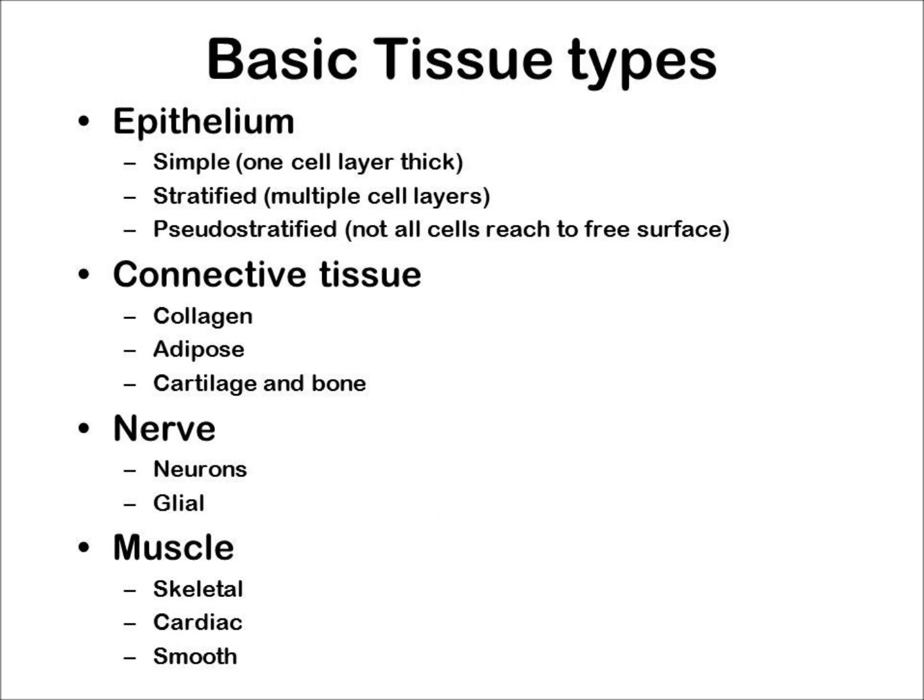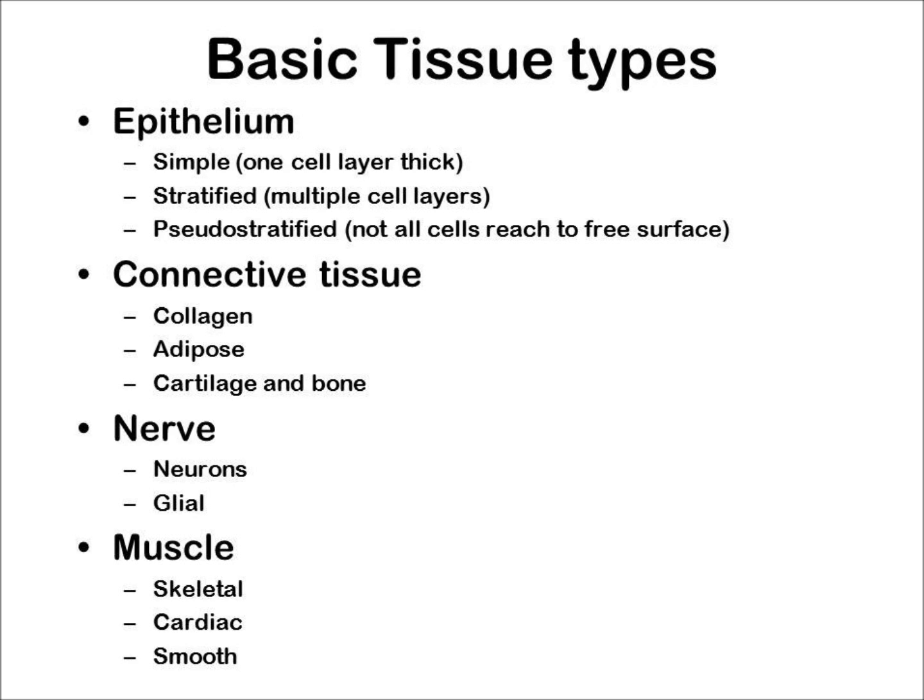As I indicated before, each of the 4 basic tissue types can be further subdivided as illustrated in this very simplified chart. For example, epithelium can be subdivided into simple, which means that it is only one cell layer thick, stratified, which means that it is multi-layered, and pseudostratified, in which some, but not all of the cells, reach from the base to the free surface.